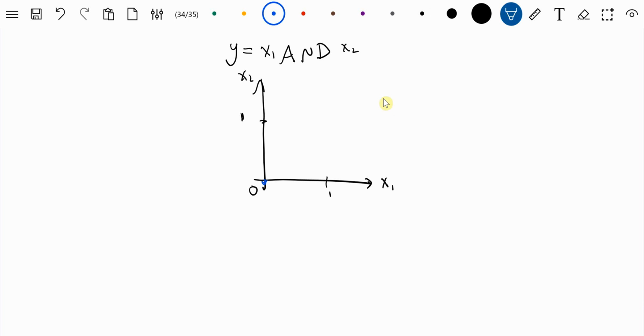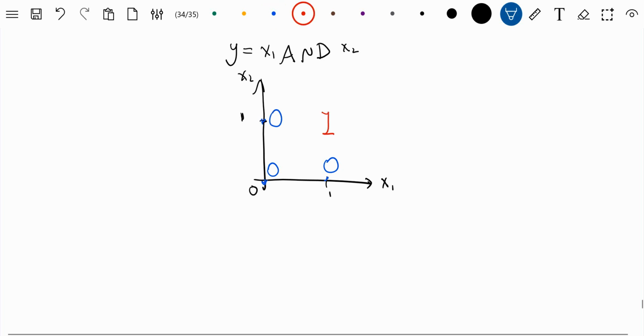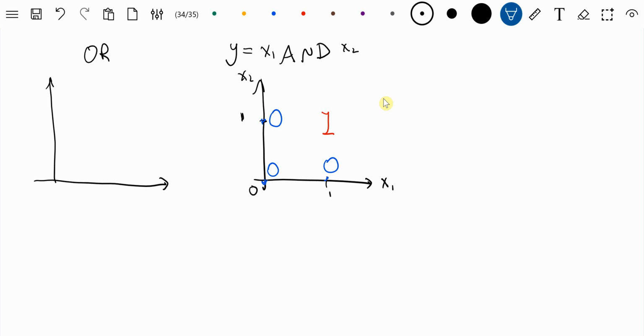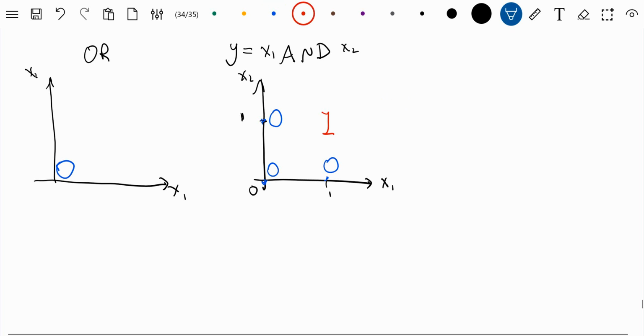So here x1 is 0, x2 is 0, so x1 AND x2 is also 0. Here x1 is 1, x2 is 0, so 1 AND 0 is also 0. The same thing happens here, and only 1 AND 1 is 1. Let's repeat the same thing for OR. Draw this again, x1, x2. 0 OR 0 is 0. 0 OR 1 is 1. 1 OR 0 is 1, and 1 OR 1 is also 1.